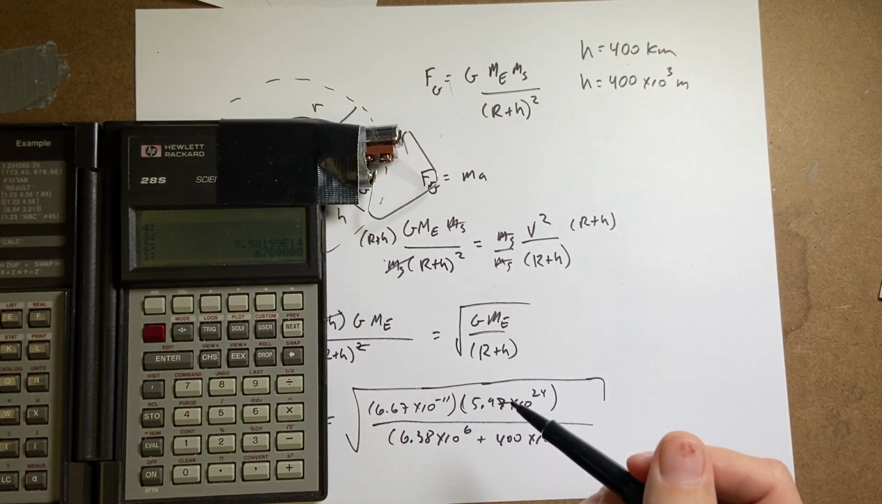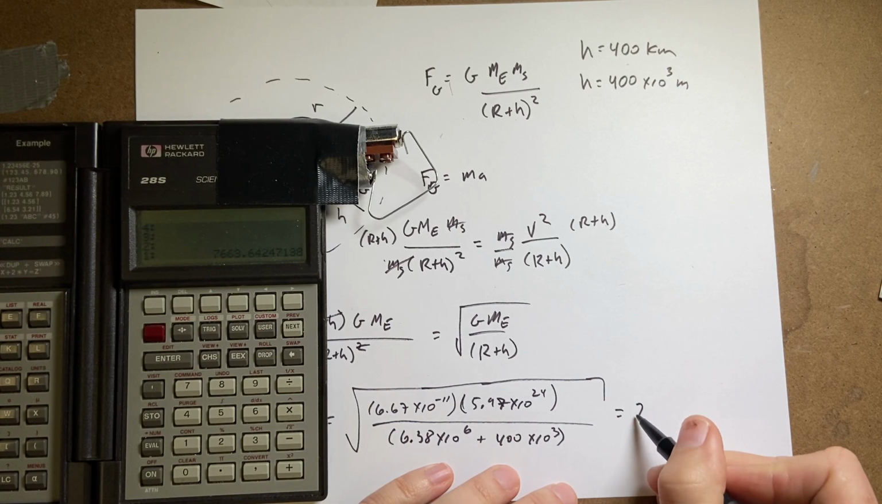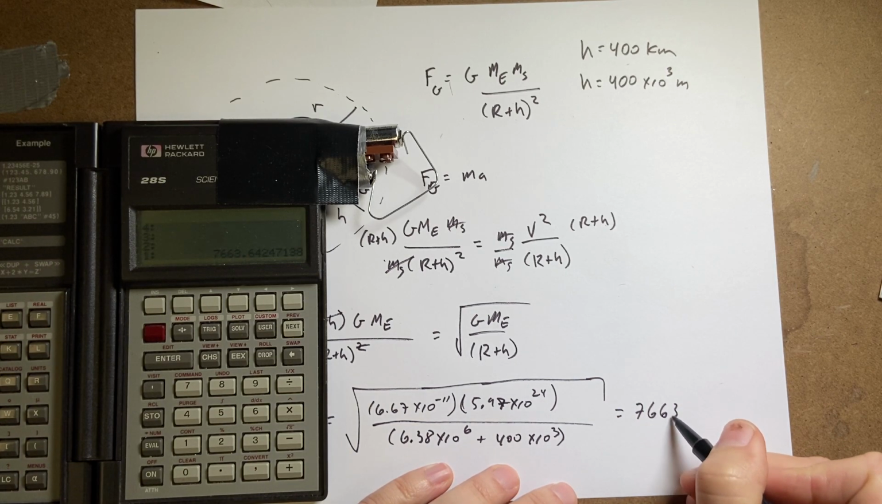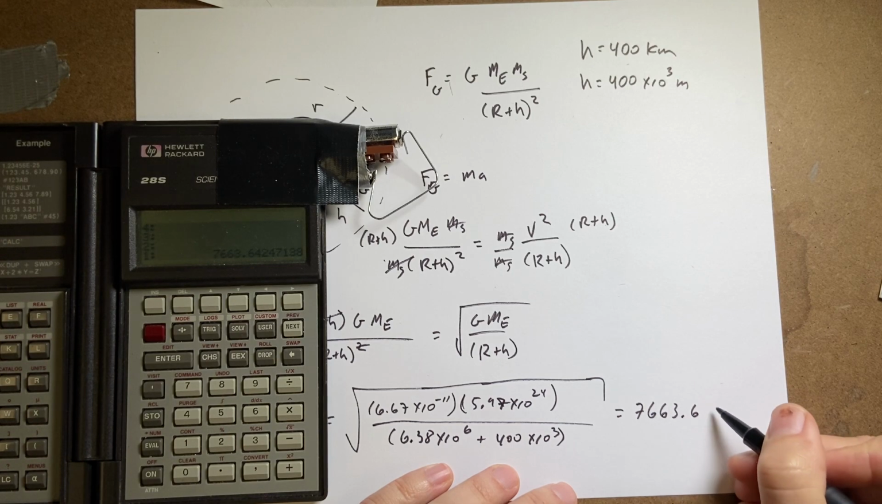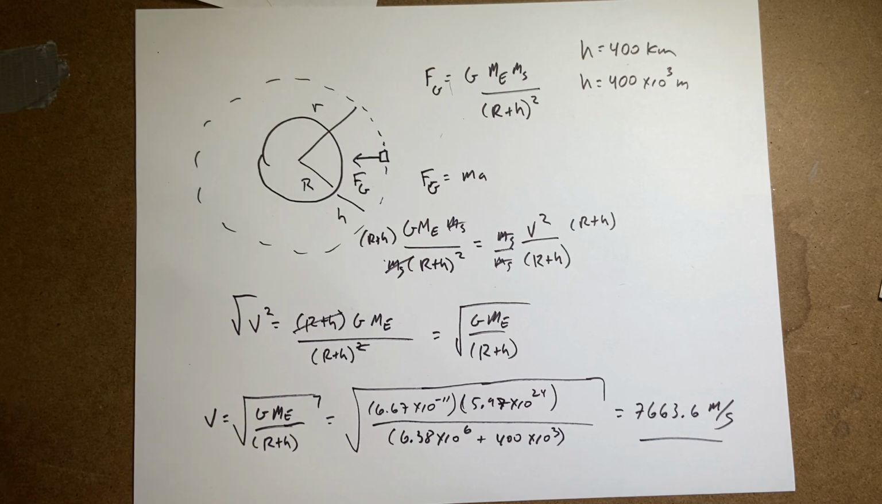See, so I didn't have to write down that number. It just kind of saved it. So now let's put divide. Now I need to take the square root of this number. So I just go over here, square root. And I get 7663.6, I guess, meters per second. And that is the velocity that it is moving around the Earth.